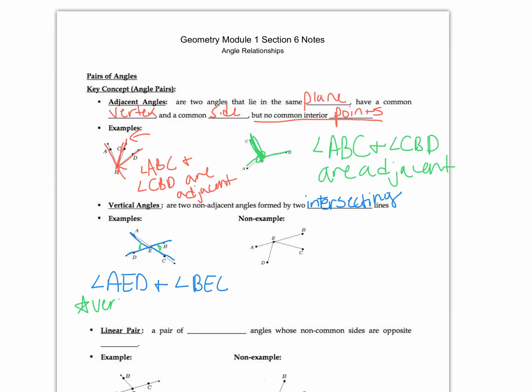Vertical angles are always congruent. Okay? Now it's interesting, you'll notice there's another pair of vertical angles here. AEB, and hopefully you were able to identify that AEB and DEC are also vertical angles.